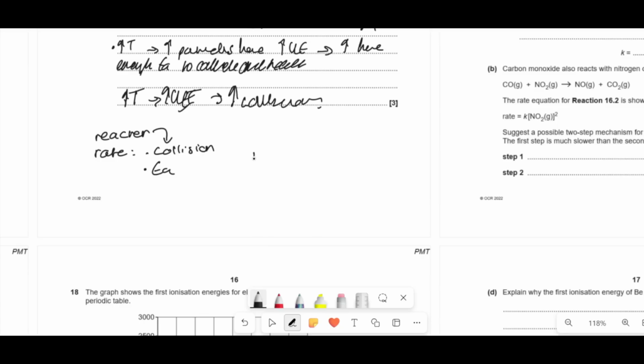Now, if we look at the rate equation, rate equals k times the concentration of A to some power, times the concentration of B to some power. We know from the fundamentals that if you increase temperature, the rate of a reaction must be faster. If we change the concentration, then it must also be faster. Increase the temperature, more kinetic energy, more of them have the activation energy, and so forth. Increasing the concentration factors in the collisions.